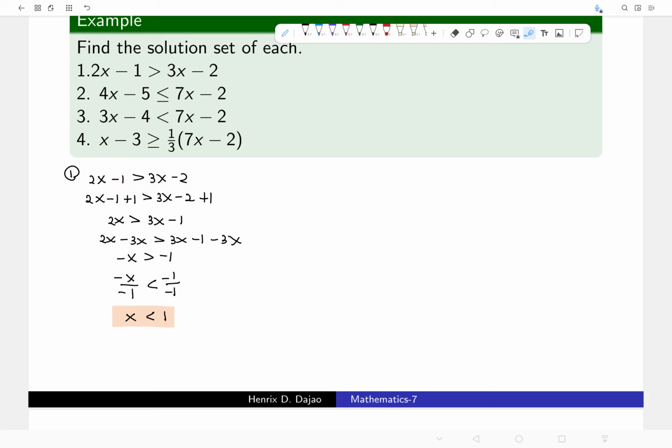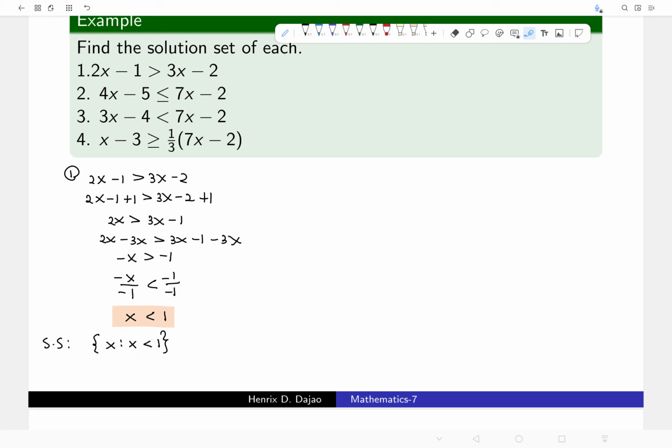Now, we're going to put this one in a set. So the solution set will be a set of all x such that x will be less than 1. Which means to say that this set contains infinitely many numbers which are actually less than 1. So you can think of x as 0.99. Again, it can be 0, it can be negative 1, and so on and so forth, as long as it is less than 1.